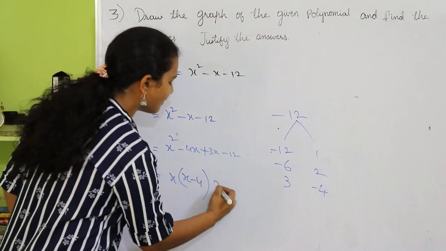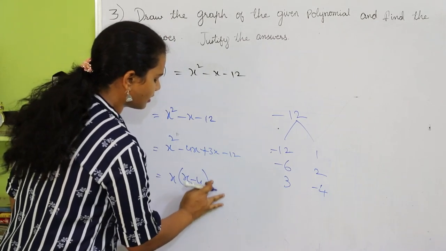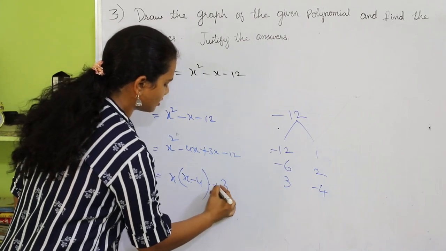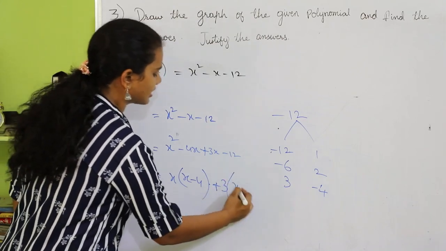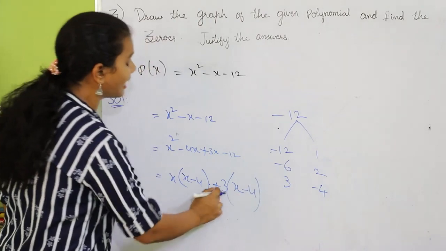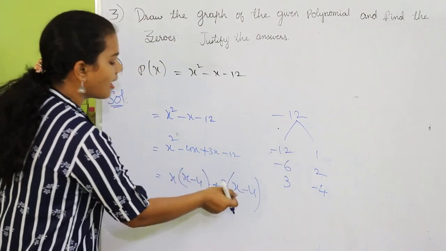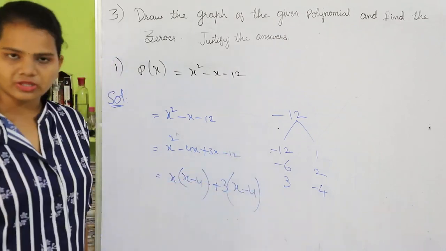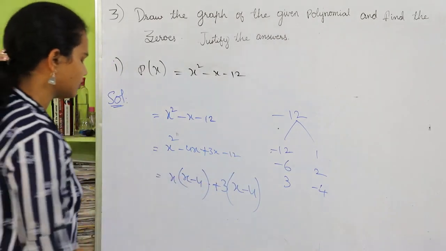Now here what to do? Take 3 over here, plus 3, let it be. I would like to take plus 3. So 3 or plus 3, both are somewhat equal. So plus 3 into x minus 4 again, because 3 into x is plus 3x, and 3 into minus 4 is minus 12. So therefore I got this type of equation.